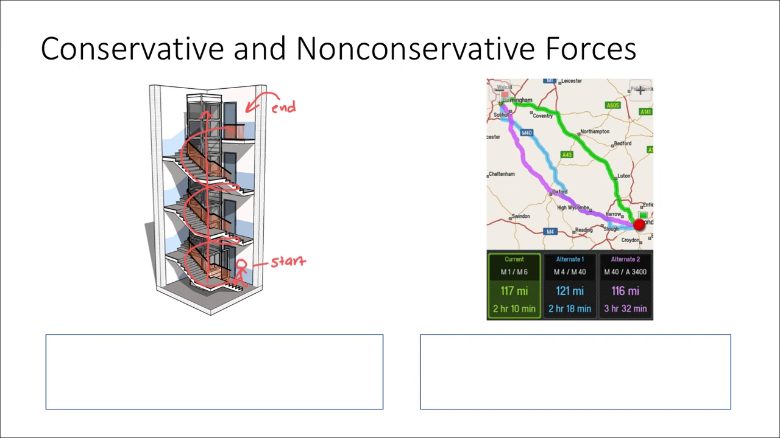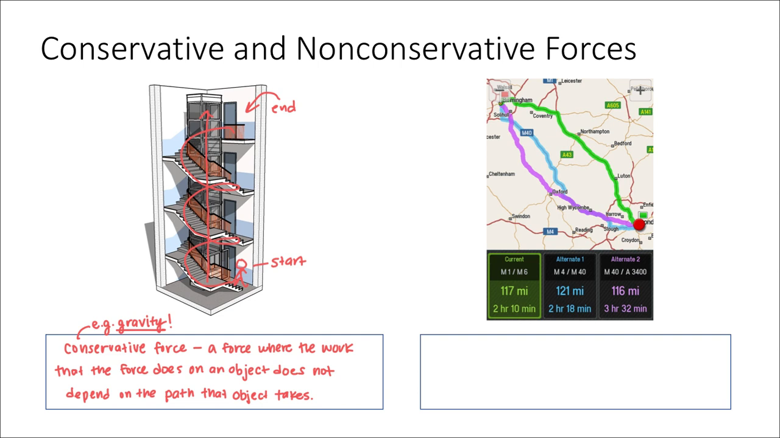They start and end at the same height. So their initial potential energy and final potential energy are equal. In other words, it doesn't matter which path the person takes. The amount of work that the Earth did on them, or what you could consider potential energy, is the same. We call gravity a conservative force because the work that gravity does on an object does not depend on the path that that object takes. And at this point, gravity is the only conservative force that we're familiar with.